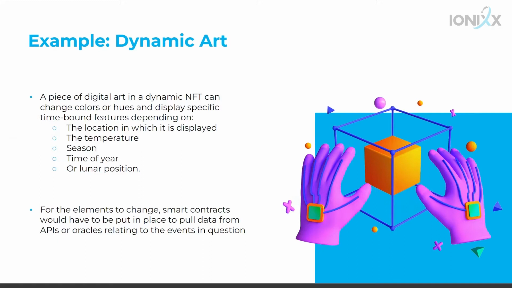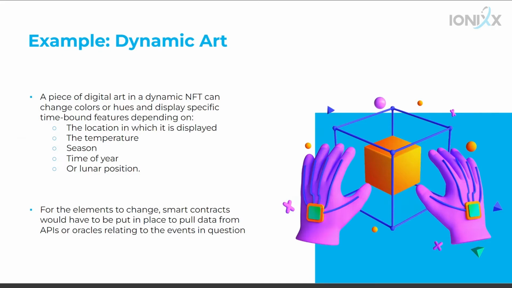The art could also change based on the temperature, the season, the time of the year, and maybe even the lunar position, or a star constellation. So it's whatever you come up with as the artist or as the creator of a dynamic NFT. You can program all those changes in, and then it interacts with the real world, and the art on display in the example of a dynamic art NFT would change accordingly. For the elements to change, smart contracts would have to be put into place, and then they would pull data from APIs or oracles relating to the events in question or the conditions that have been defined in smart contracts.